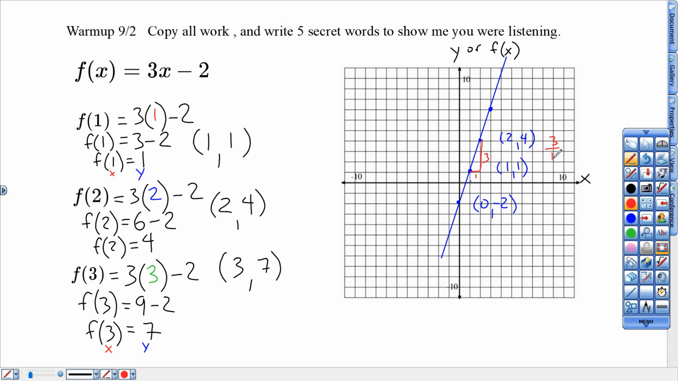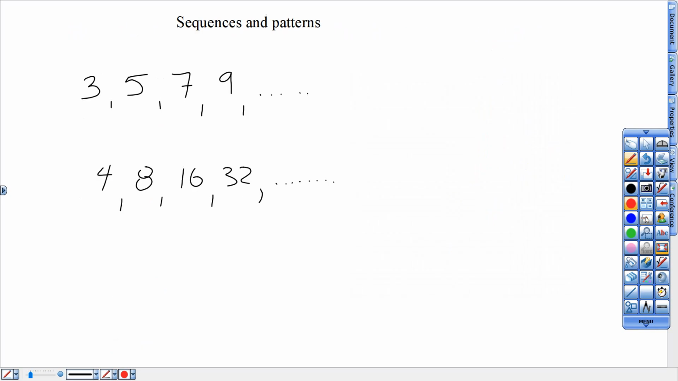Third word is wave. Wave. All right, last problem. For this, these are sequences. This is a big part of this quarter, being able to recognize a mathematical sequence.